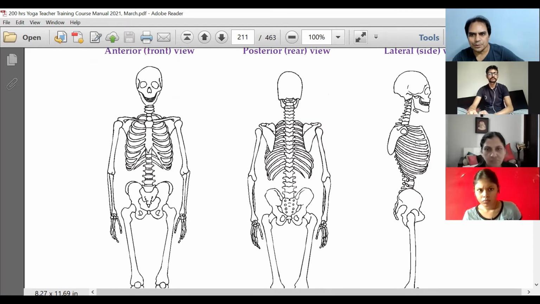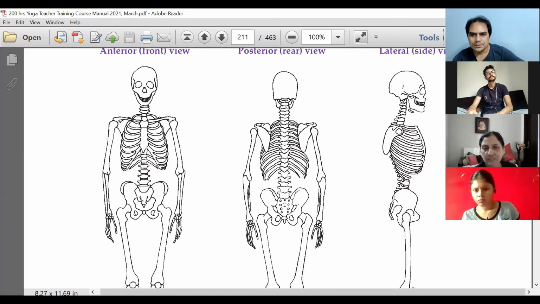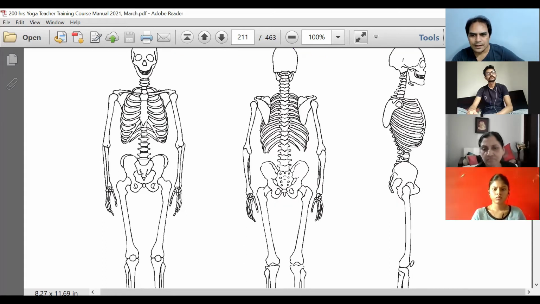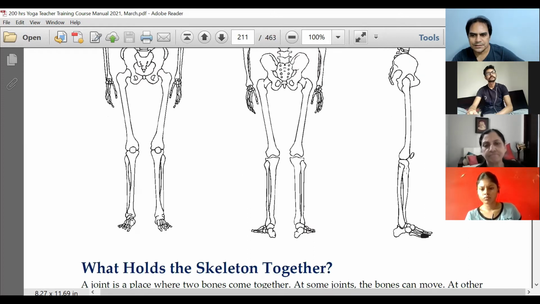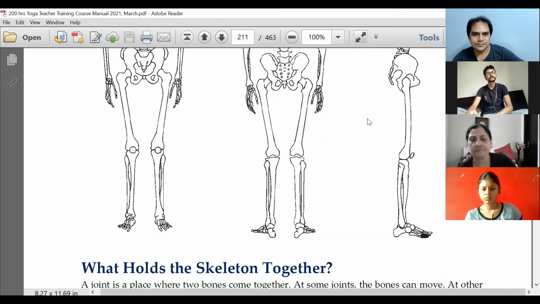Now the lateral view. This is the side view. See from the side. This is the shoulder socket, right? Clear? So these were the views, anterior, posterior, and lateral, of your skeletal system, your body.